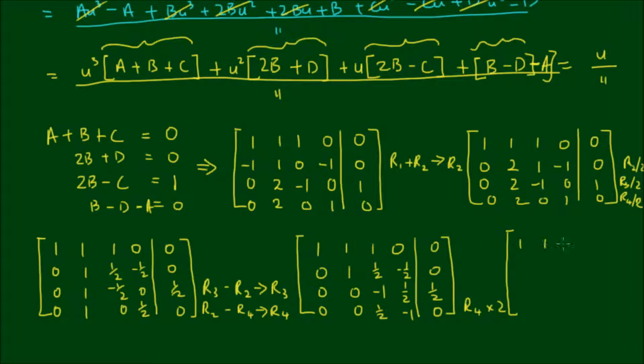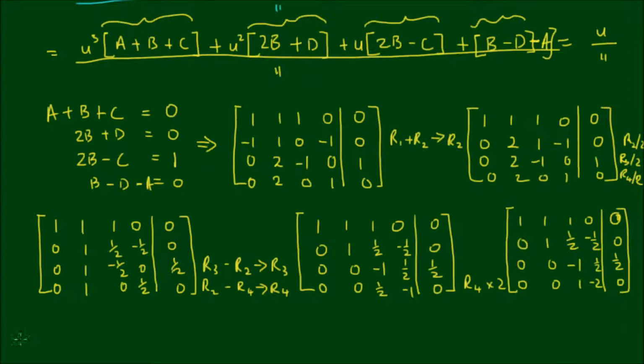So copy 1, 1, 1, 0, 0, 0, 1, a half, negative a half, 0, 0, 0, negative 1, a half, and 0, 0, 1, negative 2, a half, 0, sorry.